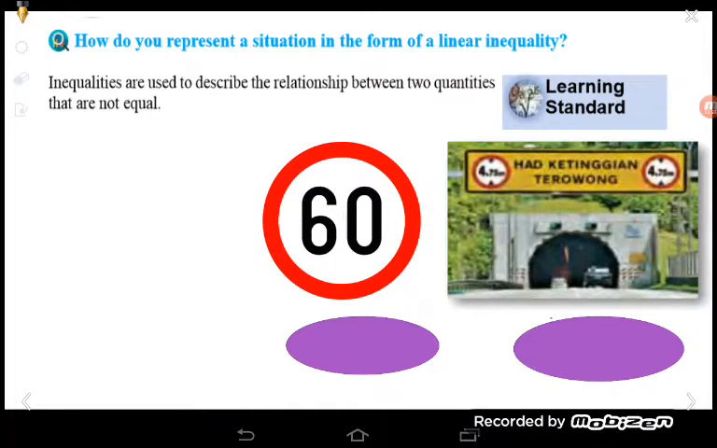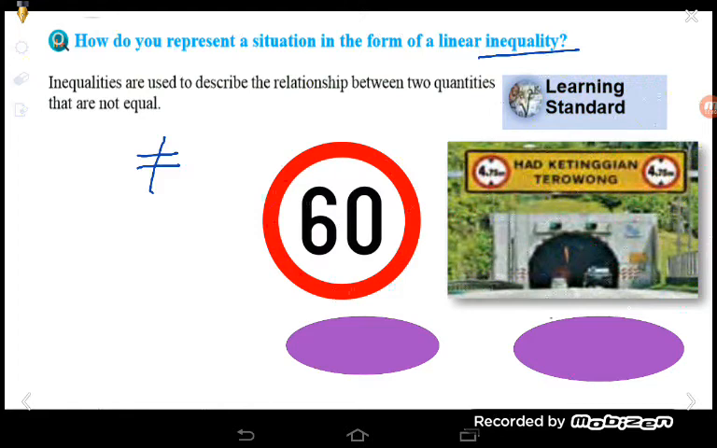First, do you still remember the meaning of inequality? Equal means this symbol, yeah. So inequality means not equal.